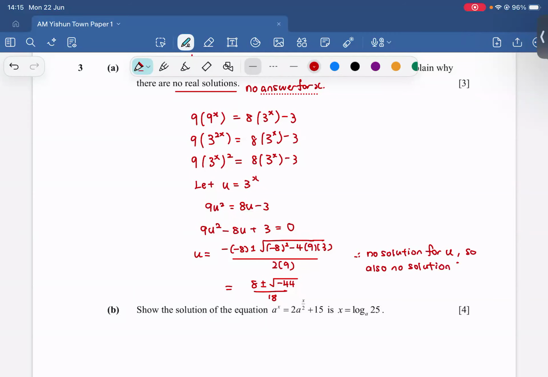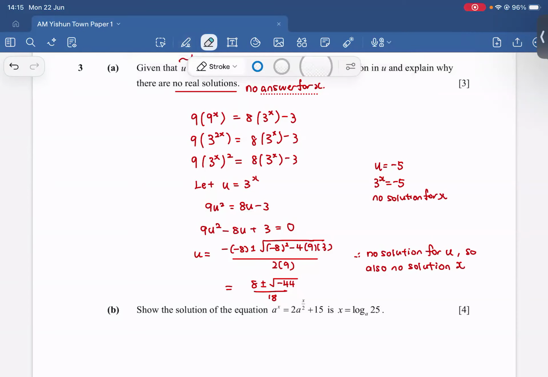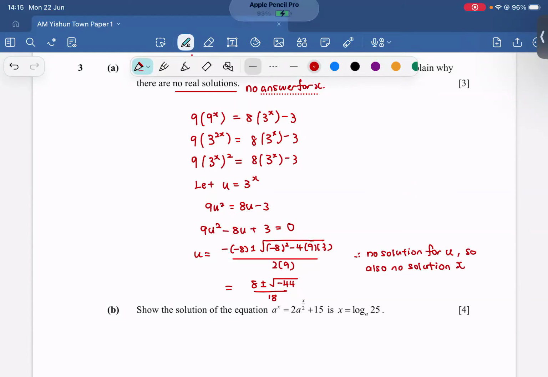Sometimes you can still find u, but you cannot find x. For example, when your u is negative 5, then if 3 power x equals negative 5, there is no solution for x, because 3 to the power of anything cannot be negative. So it doesn't mean that if you can find u, you have a solution for x. In this case, you don't even have a solution for x. So that's why there's no solution for x. 3b, show the solution of this is equal to this.